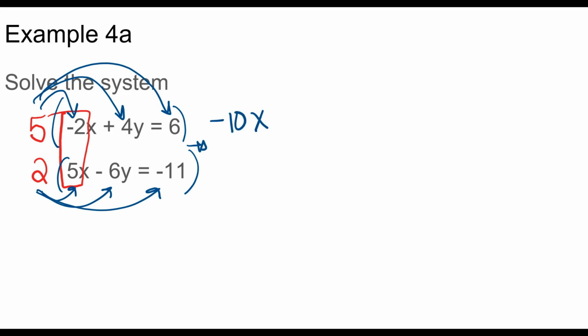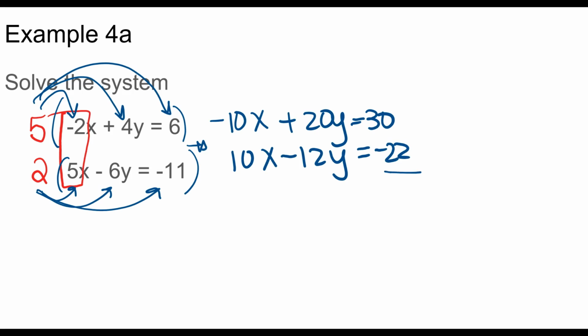I'm going to distribute that 5 to every number in the top, the 2 to every number in the bottom. I'm going to get negative 10x plus 20y is equal to 30, and 10x minus 12y is equal to negative 22. These eliminate. Now, if you got into a situation where they didn't eliminate, it probably is because you brought a negative. It's an easy fix. You can just multiply that whole equation by a negative. We get 8y is equal to 8. Divide both sides by 8. y is equal to 1.